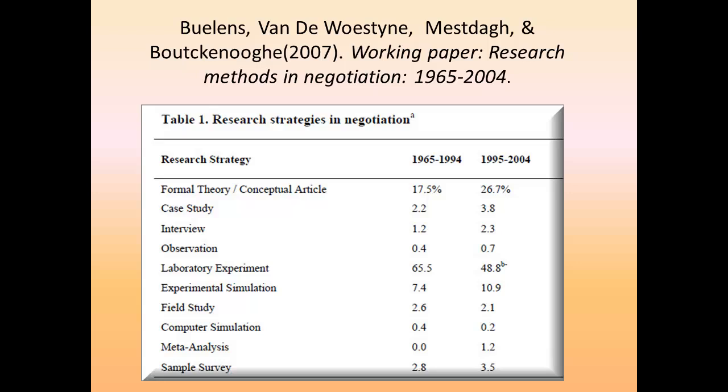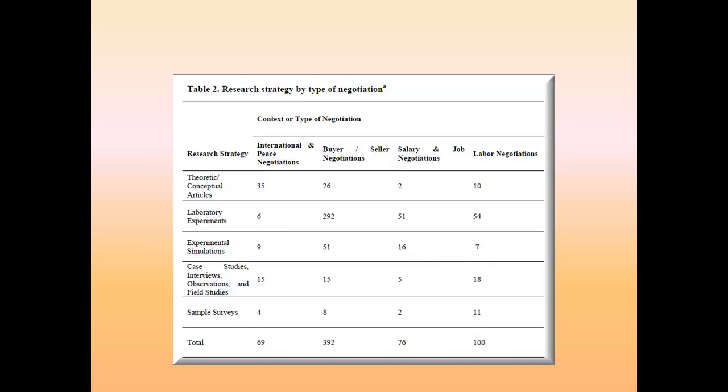Table 1, which is displayed on the screen, shows the frequency and variety of negotiations research methods they found, which included theoretical articles, case studies, interviews, observations, laboratory experiments, experimental simulations, field studies, computer simulations, meta-analysis, and sample surveys. The most frequent of the group was laboratory experiments. The authors had a matrix showing the type of strategy by the context of negotiation.